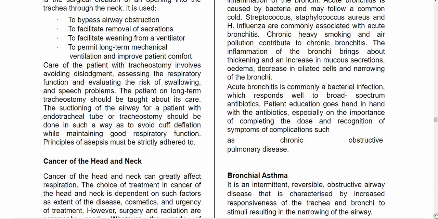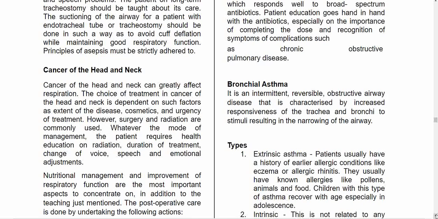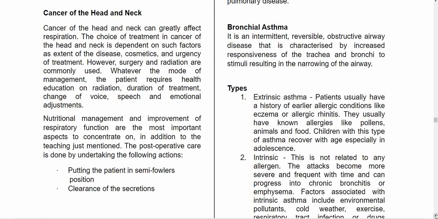Cancer of the head and neck. That's another thing you need to know. This is also an upper respiratory condition. Cancer of the head and neck can greatly affect respiration, and the choice of treatment is dependent on such factors as extent of the disease, cosmetic considerations, and urgency of treatment. However, surgery and radiation are commonly used.